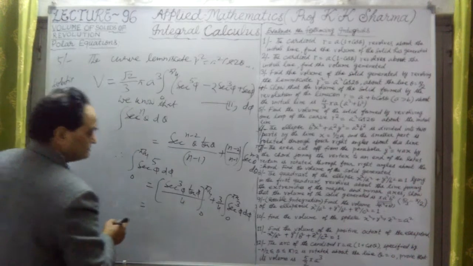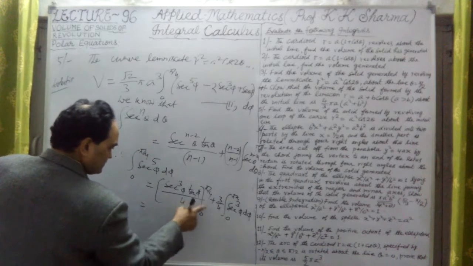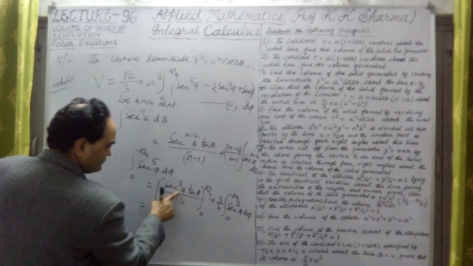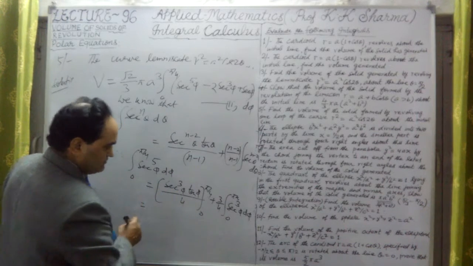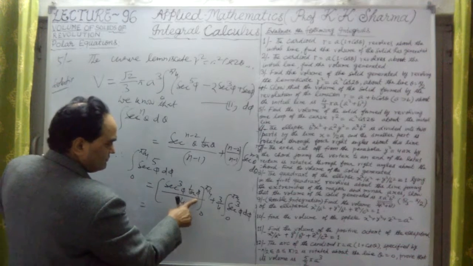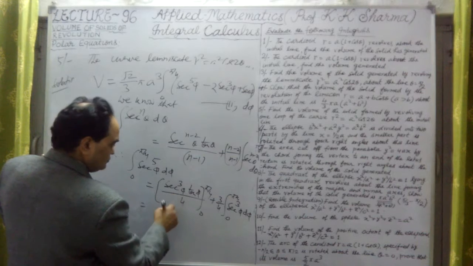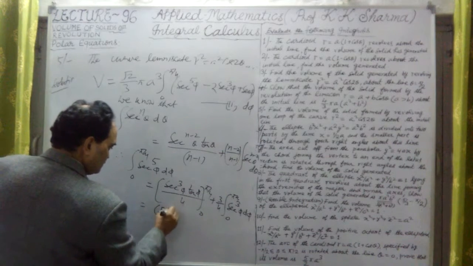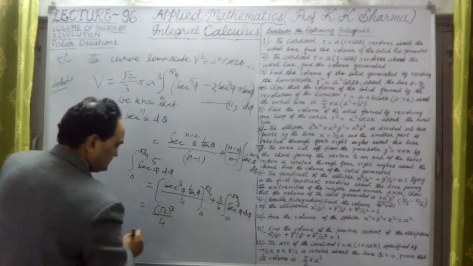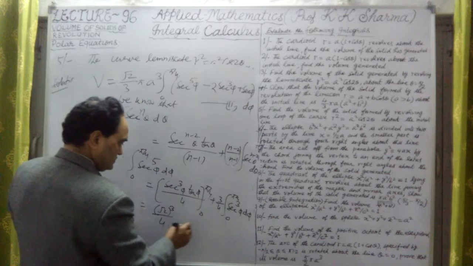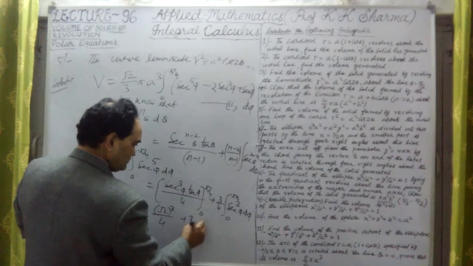Let me first write this value. If I apply π/4, sec π/4 is √2, whole cube, and tan π/4 is 1. It is (√2)³ divided by 4 only. This is 2√2 upon 4, plus 3 upon 4 here.